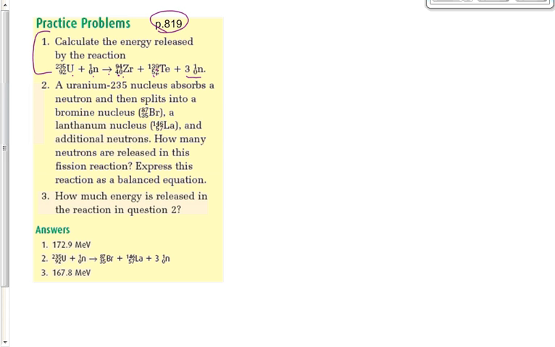In the second question, this is a little bit different. Here we essentially have to balance the equation. How many neutrons do we need to produce in order to balance the equation? And then once we get that, we do the same thing as we did in question number 1.